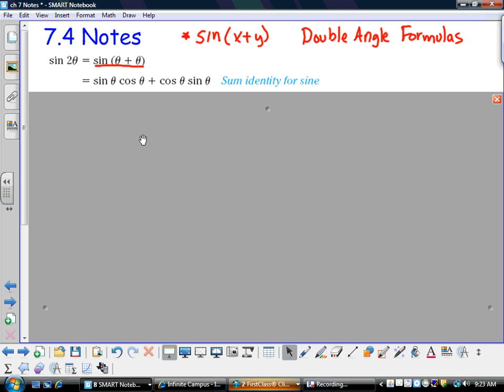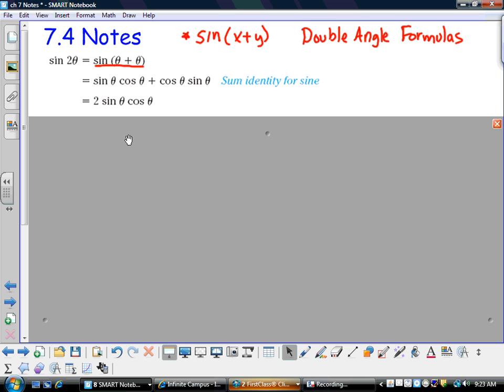Now you might notice those two terms are exactly the same. They're just kind of flipped backwards. So that equals 2 times sine theta cosine theta. And this is your first double angle identity. The double angle identity for sine is that the sine of 2 theta equals 2 times sine theta cosine theta.